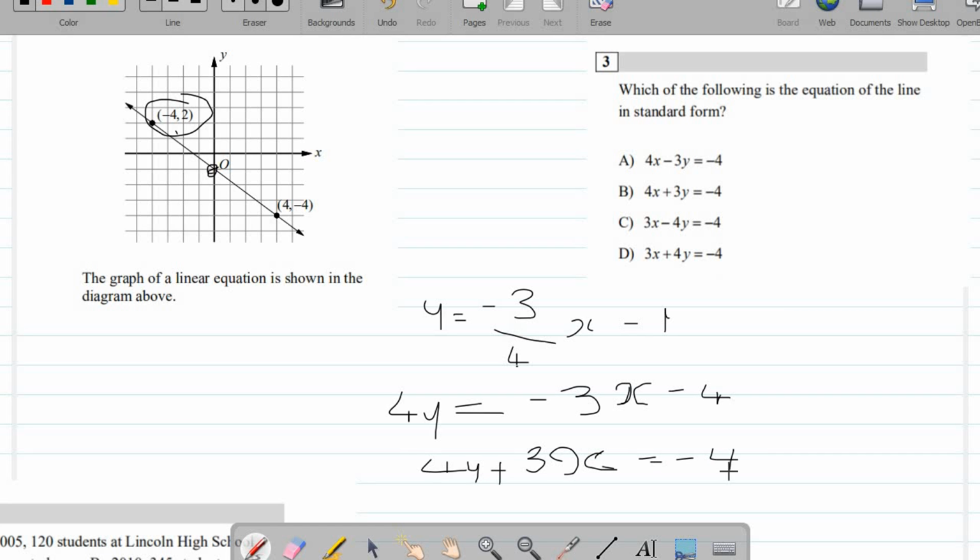Now the only option, because addition is commutative, this is the answer. 3x plus 4y, same thing as saying 4y plus 3x. So this is our answer, B. Alright, let's go to the next question.